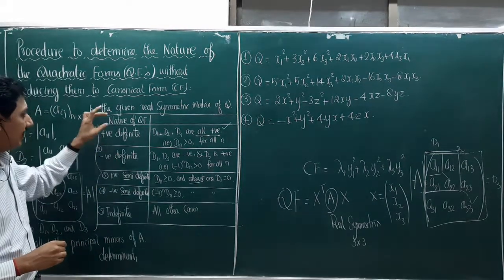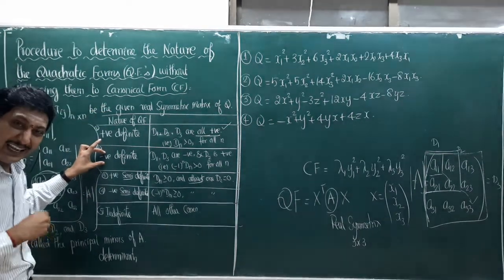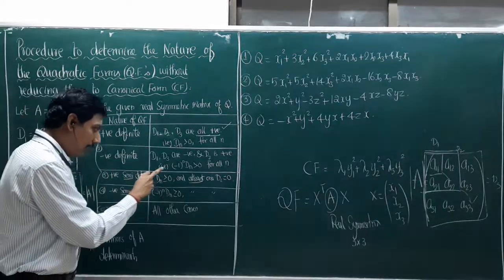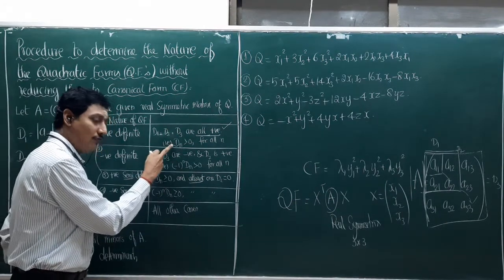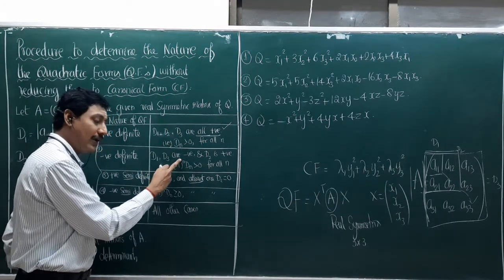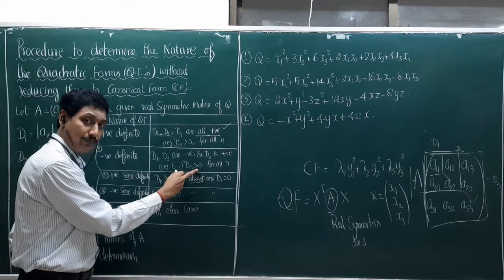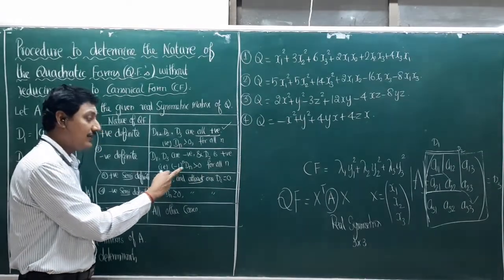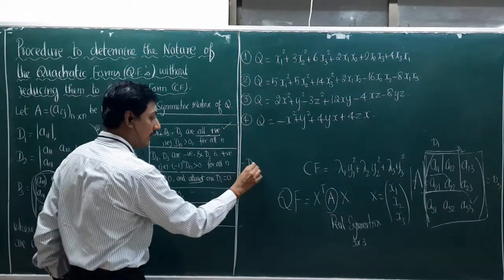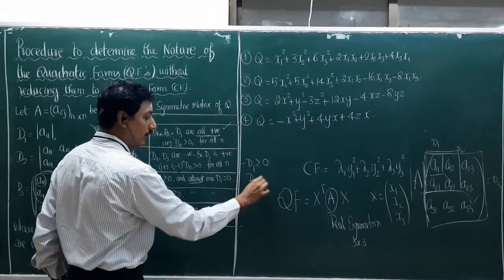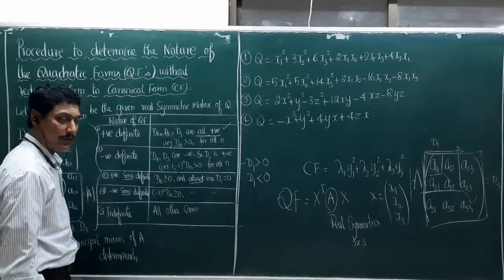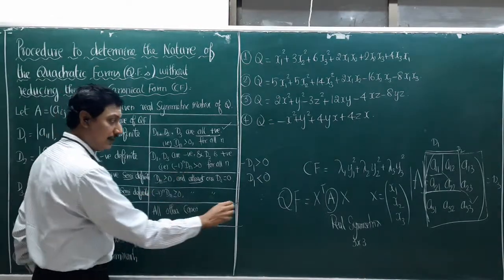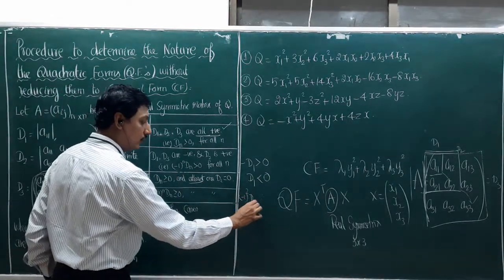When the nature is negative definite, (-1)^n dn is always positive. If n equals 1, this becomes minus d1 is positive, so what about d1? d1 is negative. If n equals 2, this becomes (-1)^2 d2, which is positive.